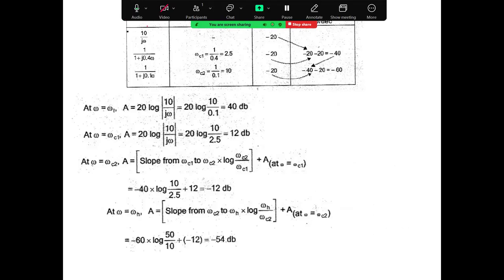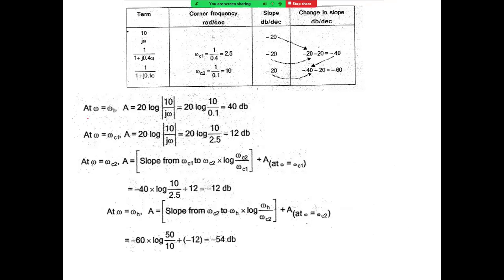So this is the term 10 by s, that's completed. So here, first at omega equivalent to omega L, at low frequency, first we need to calculate the magnitude. So magnitude will be calculated for which term now? That means always for the integral term only, because that magnitude initially decided by this factor. That's why we will take this term directly.